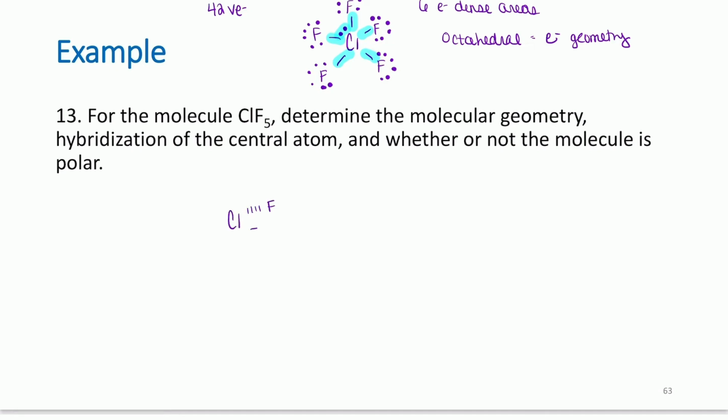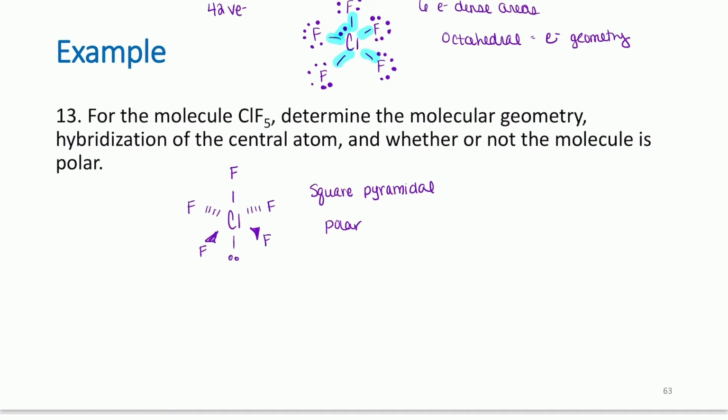For octahedral geometry, I like to write my wedges and dashes with my atoms first. You can do it however you'd like. All the bonds are equivalent. It just makes me see it better. The F, and then I have a lone pair down here. This molecular geometry is called square pyramidal. The molecule is, in fact, polar.